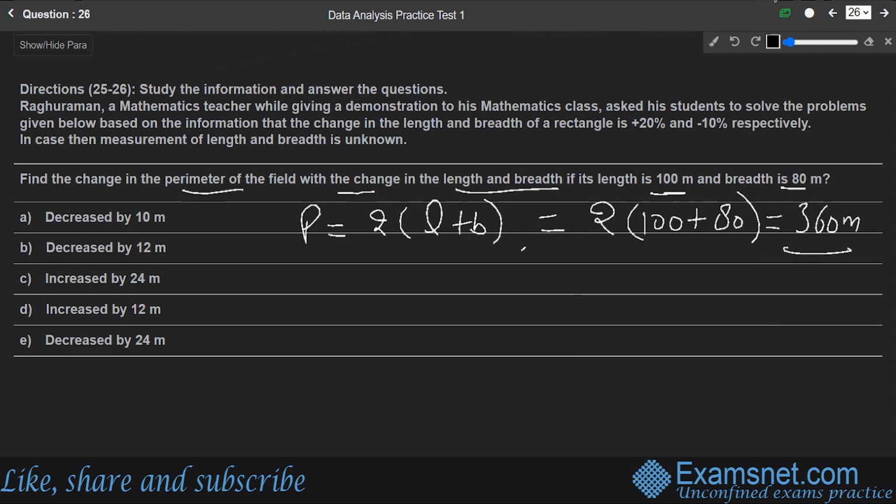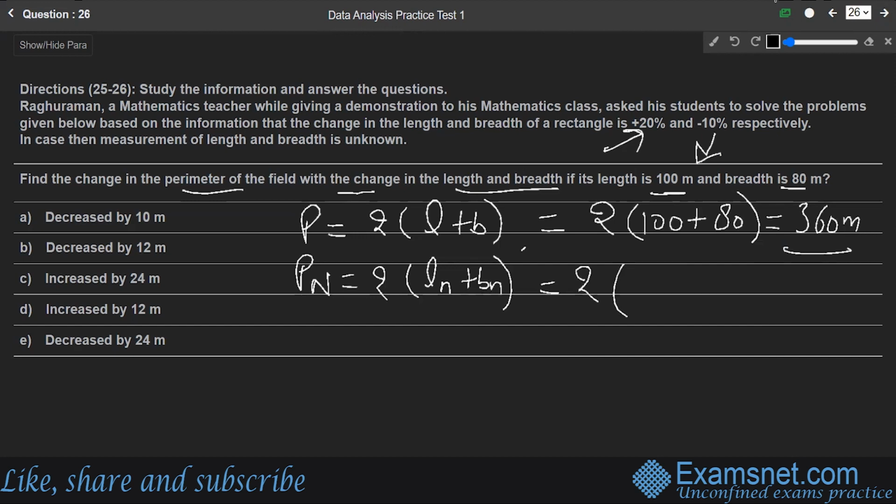Now they're asking for the change in the perimeter. So we need to find out the new perimeter for that. For finding out the new perimeter, we need to utilize new length and new breadth. New length is 20% more, new breadth is 10% less. So in the earlier question also we found out this.